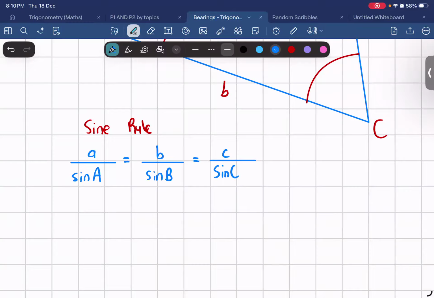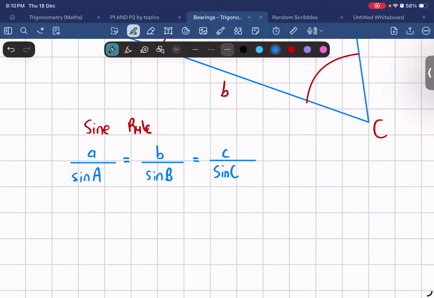Let me add one more piece of information for this question. Let's say we want to figure out angle C. This is what we want to find. Are you seeing any sides that have a pair of information? You see how we have angle A and length a? That means we're good to go. We could use a for sure.